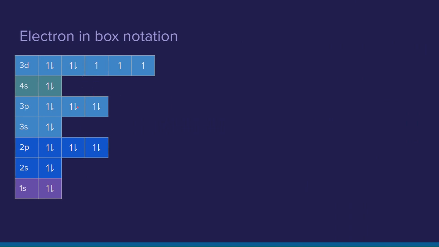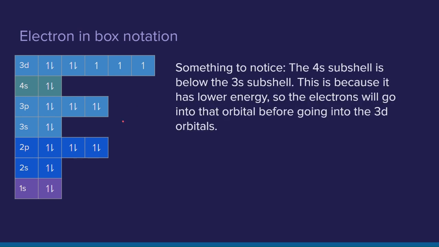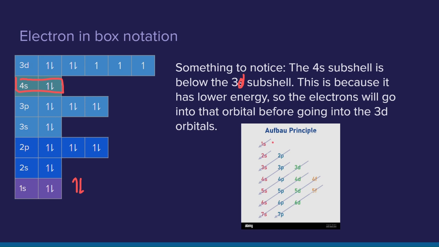So now we've got the electrons in box notation. This is how you'd write out cobalt, I think that is. So you can see the upwards pointing and downwards pointing arrows. And something to notice, the 4s subshell over here is below the 3d subshell, that shouldn't be 3s, that should be 3d. It's lower than the 3d subshell because it's got lower energy. So the electrons will go into that orbital before the 3d orbitals, because of the Aufbau principle.